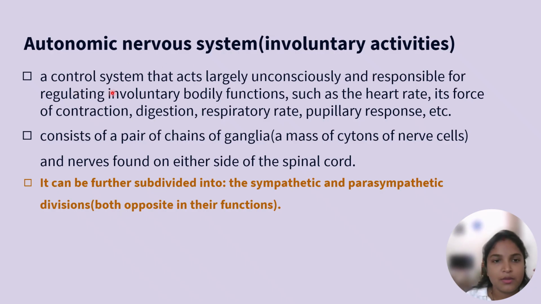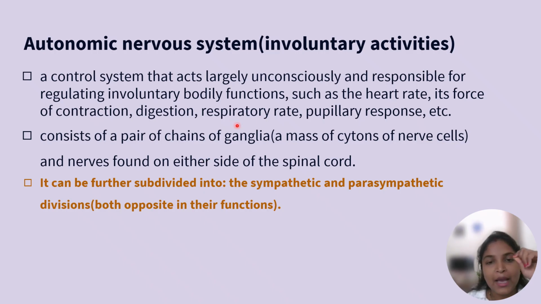The autonomic nervous system is a control system that acts largely unconsciously and is responsible for regulating involuntary bodily functions such as heart rate, its force of contraction, digestion, respiratory rate, and pupillary response. It consists of a pair of chains of ganglia.